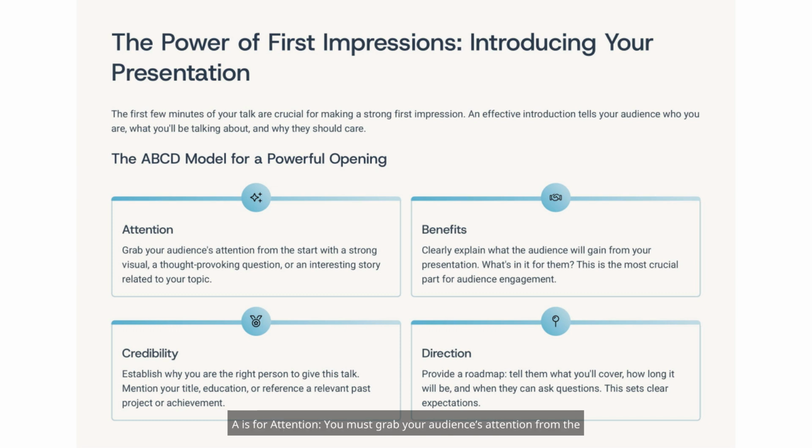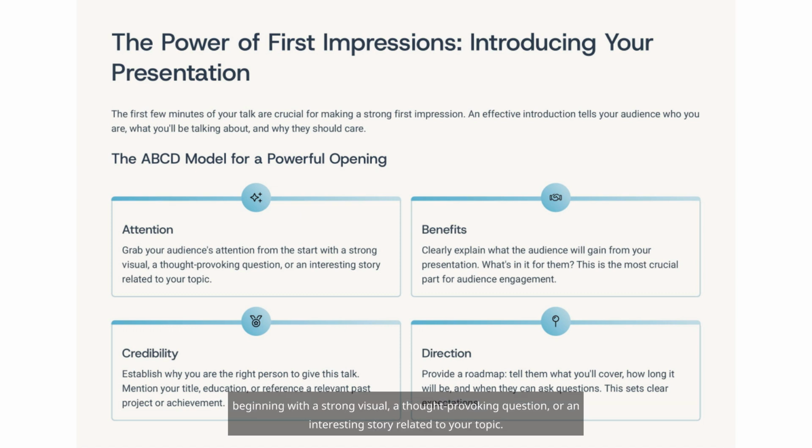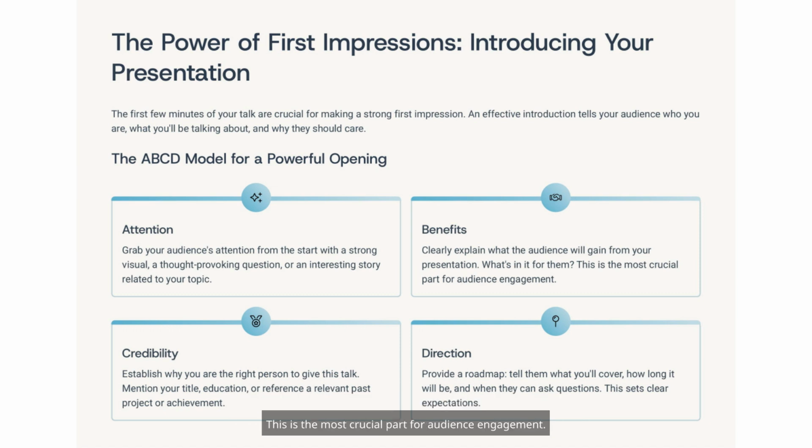A is for attention. You must grab your audience's attention from the beginning with a strong visual, a thought-provoking question, or an interesting story related to your topic. B is for benefits. Clearly explain what the audience will gain from your presentation. This is the most crucial part for audience engagement.